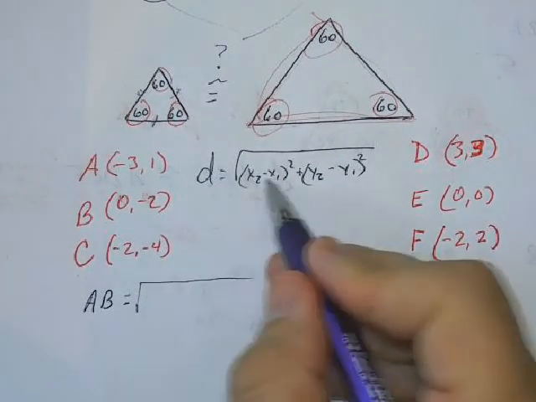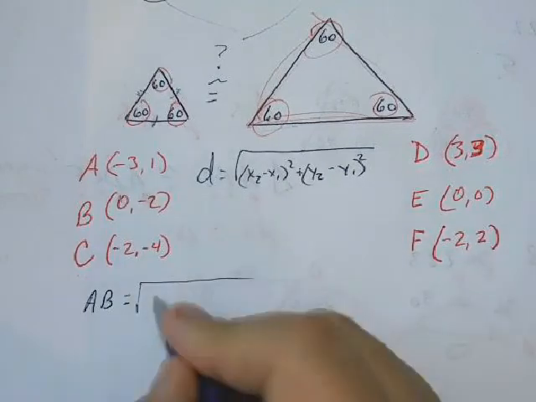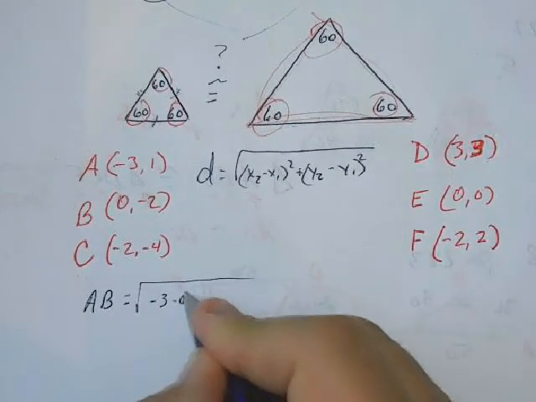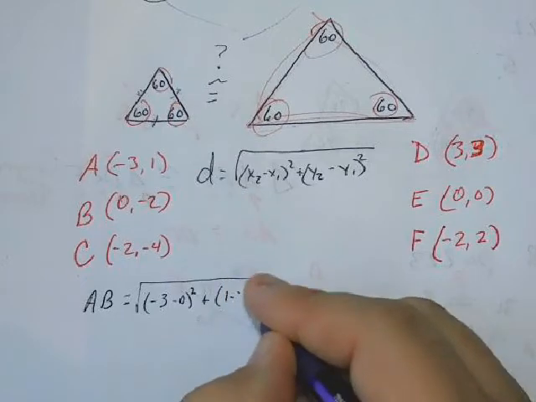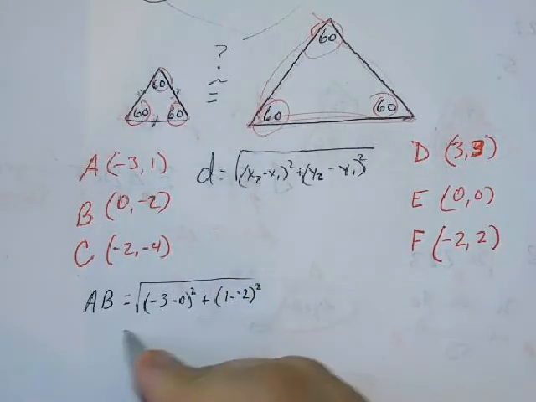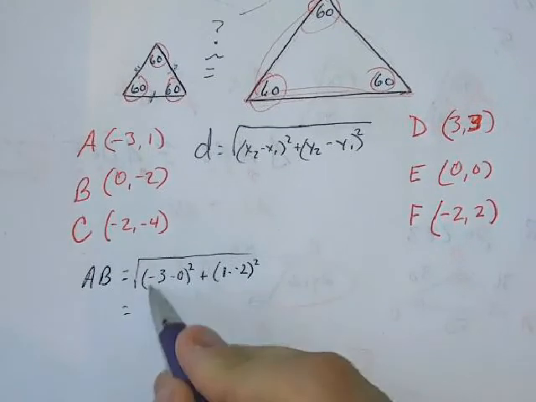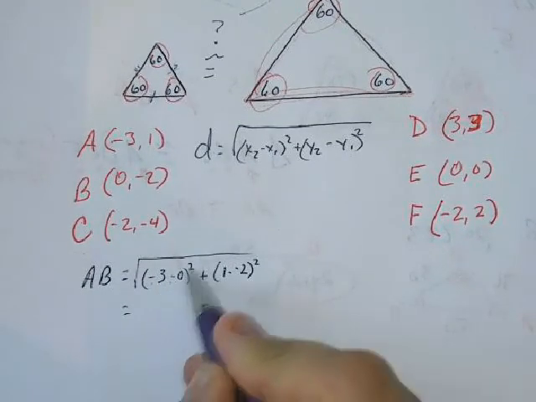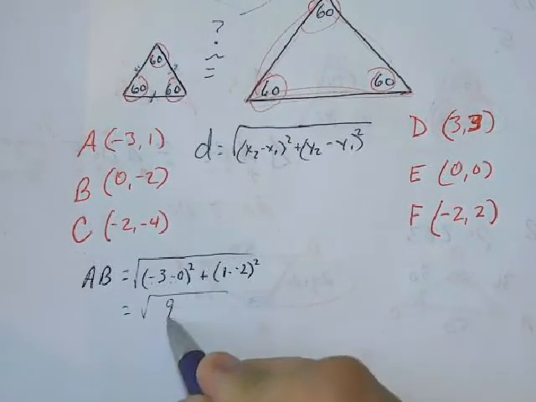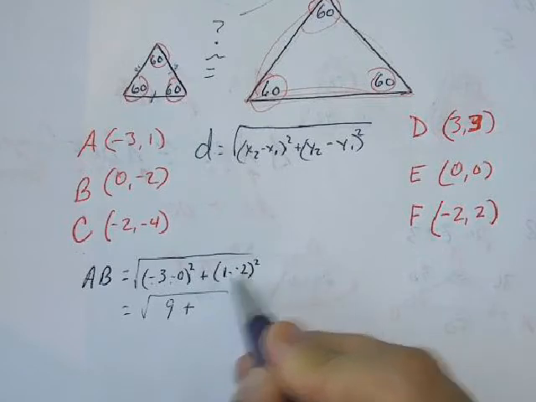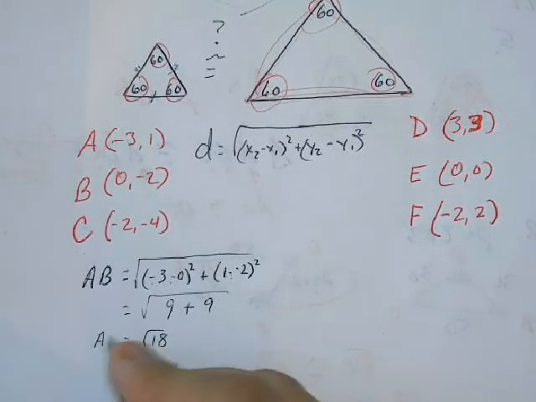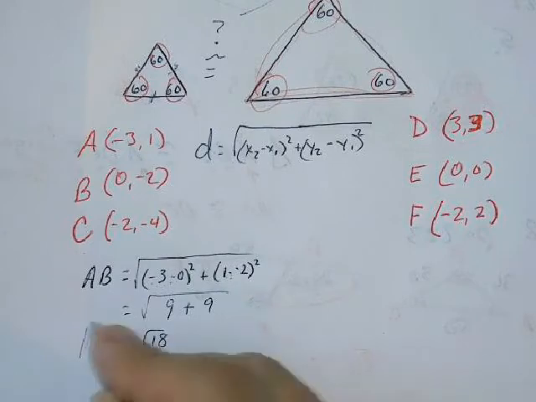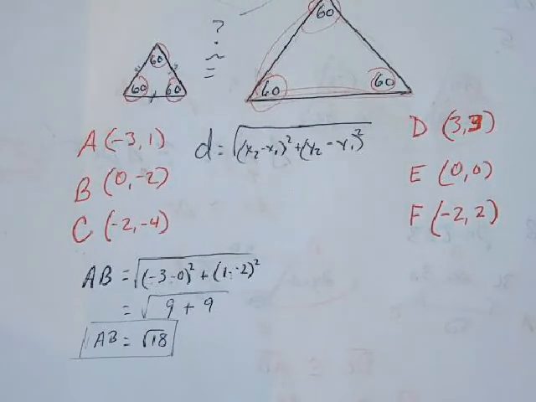Okay, so now we go the x's, so negative 3 minus 0 squared, and then the y is 1 minus negative 2. Make sure I'm on the screen. Yeah, we're good. Okay, so negative 3 minus 0 is negative 3. Negative 3 squared is 9. 1 minus negative 2 is 3. 3 squared is 9. And so we have the square root of 18. Let's just leave it like that. Okay, so we know that AB is the square root of 18.